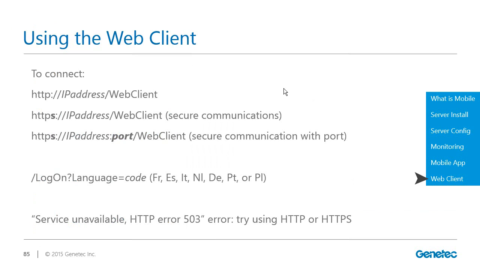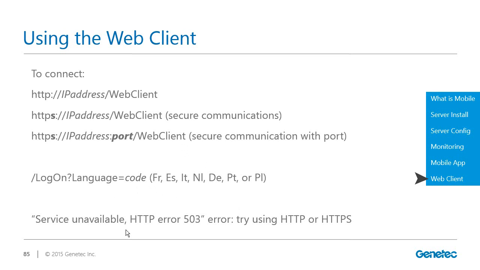So logging on is very easy, so we just need to open a supported web browser, type in the IP address or the host name of the server here, and then we just need to put a slash and web client. Now if we're using secure communication with an SSL certificate, we'll need to make sure we use the HTTPS in the URL instead of the standard HTTP. And we can use the following parameter here if we want to specify the language to use. This can also be done from the login page as well.